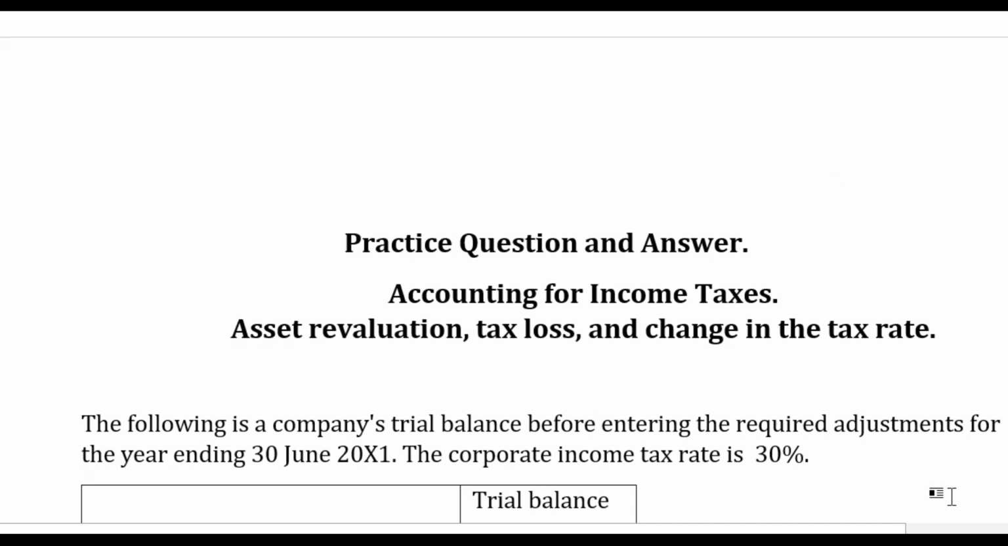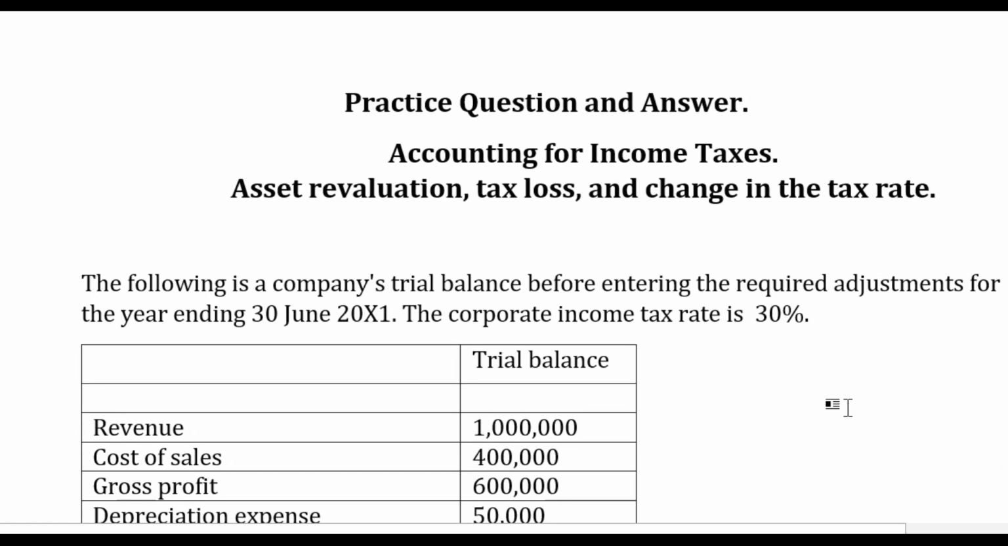In this video, we will look at accounting for income taxes. That includes an asset revaluation, tax loss, and a change in the tax rate. For our purpose, this company's trial balance before entering the required adjustments for the year ending 30th June 2021 is provided to us, and the corporate income tax rate is 30%.